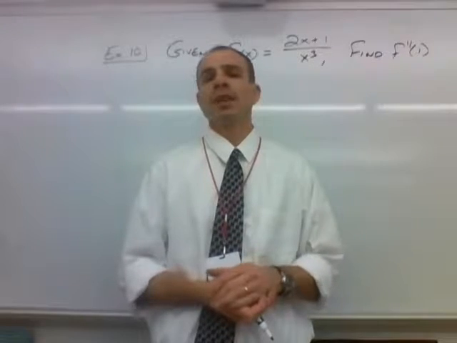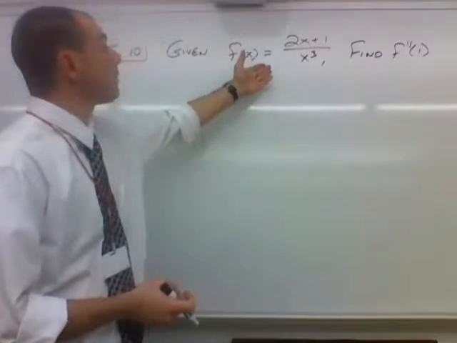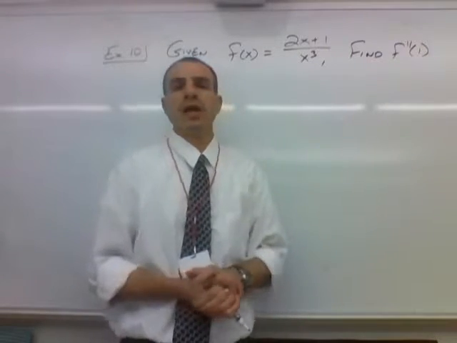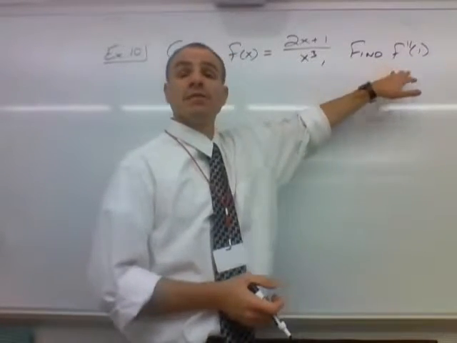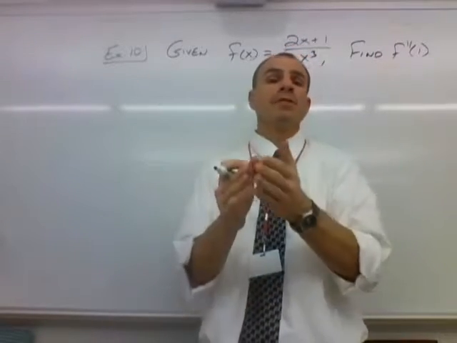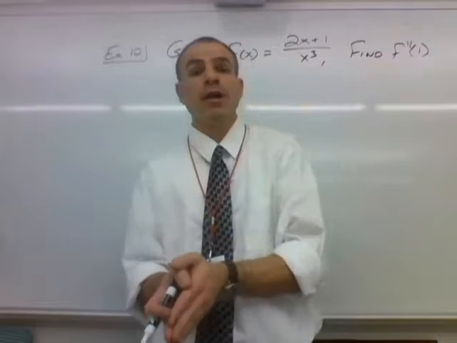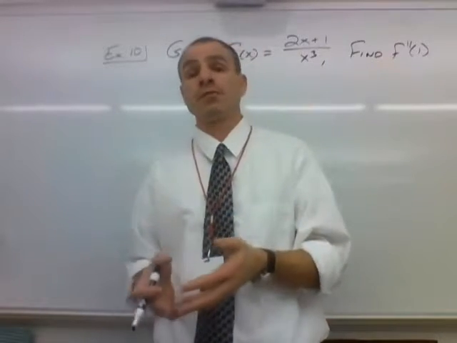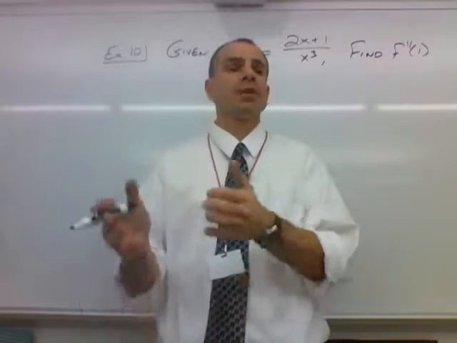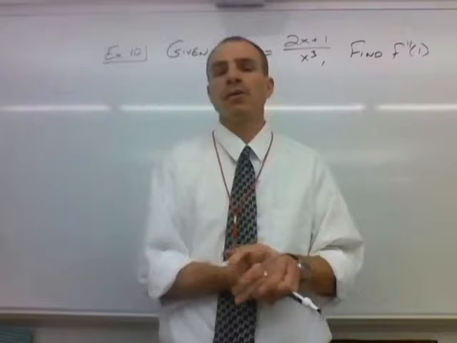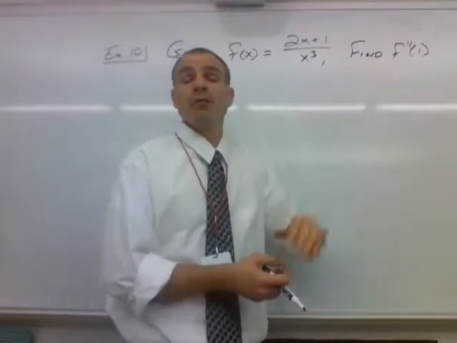With example number 11, we're given f of x is equal to the quotient of 2x plus 1 divided by x cubed, and we're charged with finding the second derivative's value at x equals 1. Okay, so again, before we can find the second derivative's value at x equals 1, we need to find the second derivative. And before we can find the second derivative, we need to find the first derivative. So we get to the first derivative, then we use that to get to the second derivative, and then we plug in our 1. That will allow us to get f double prime of 1.